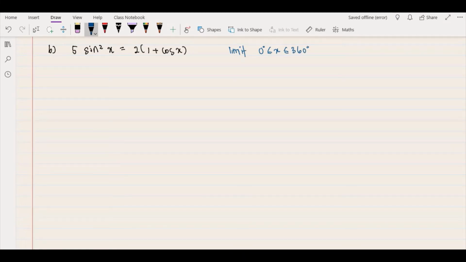Before we refer to the limit and before we start solving, we need to make sure all the trigonometric functions used in the question are the same, because we cannot simplify or solve if they are not the same. So how do we change? The tip is to make it into this one. If we have cos x here, we need to change sine square x. How do we change?